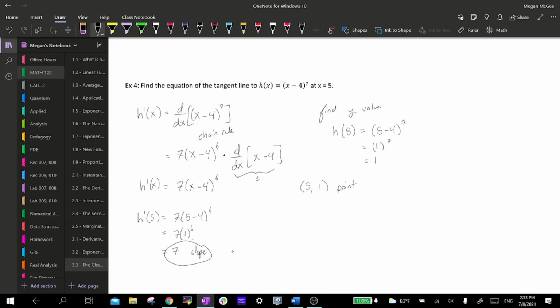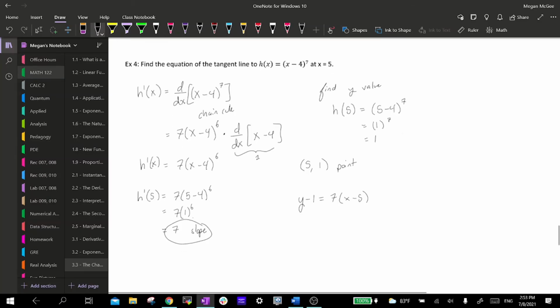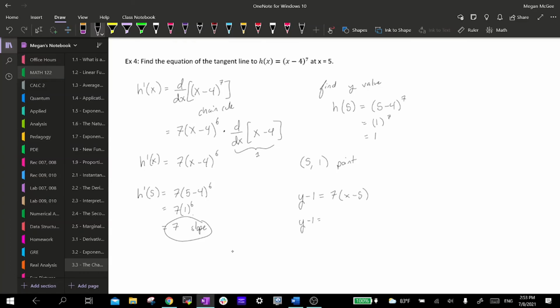So our equation of the line is y minus 1 is equal to 7 times x minus 5. And this is in point-slope form, but if we want it to be in y-intercept form, which is what we might always associate as the equation of the line, we can go ahead and distribute this 7 through and then add 1 to both sides. So we get y is equal to 7x minus 34. And this is our equation of the tangent line.